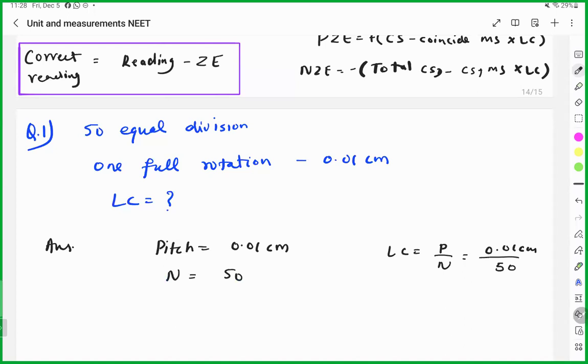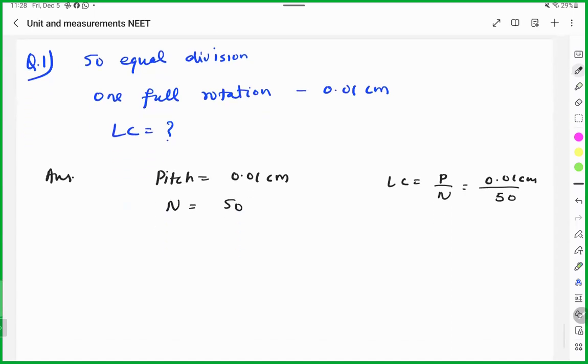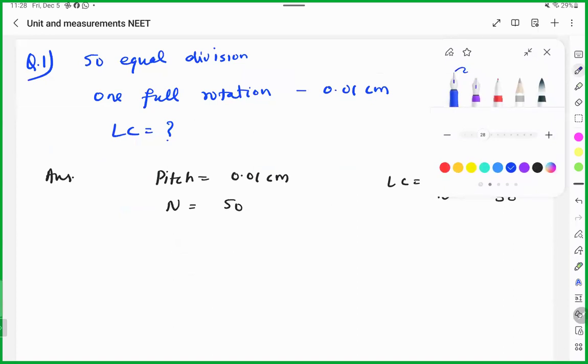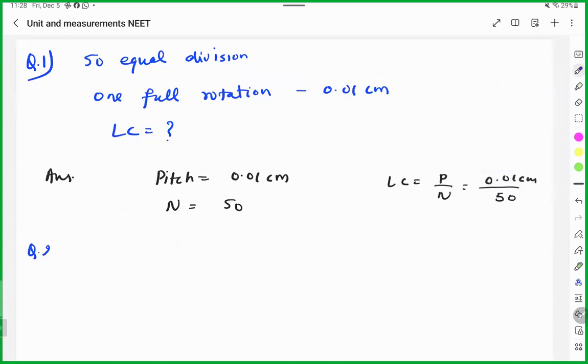Tell me, guys, don't you think it is one of the easiest questions in physics? Yes, sir. Direct, just pitch by number. Every time you will get this thing only, nothing else. That's why I said easiest topic of the full physics.